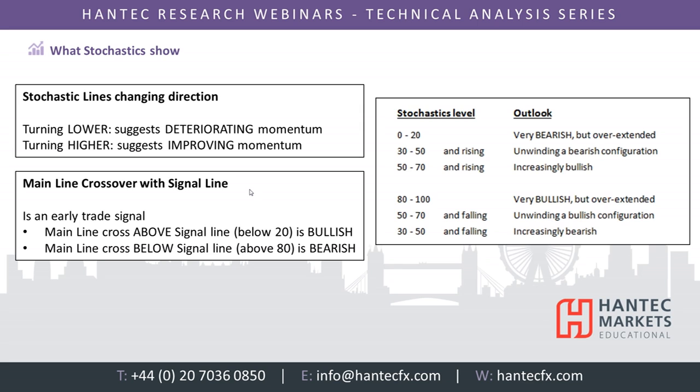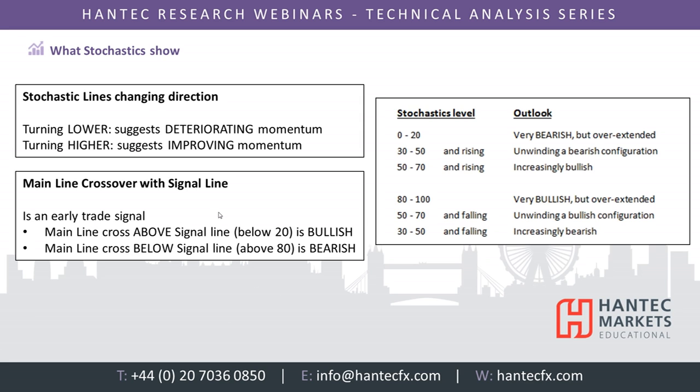There are 2 trigger levels, as I said earlier, at 20 and 80, but again, I'll stress to you, it depends exactly on what sort of market you're trading in, and I'll go into that in a little bit. The main line, when it crosses above the signal line, gives you a bullish signal when you are trading below 20 on the stochastics, and when the main line is above 80 and then crosses below the signal line, that gives you a bearish signal. So a couple of signals there that you can use.